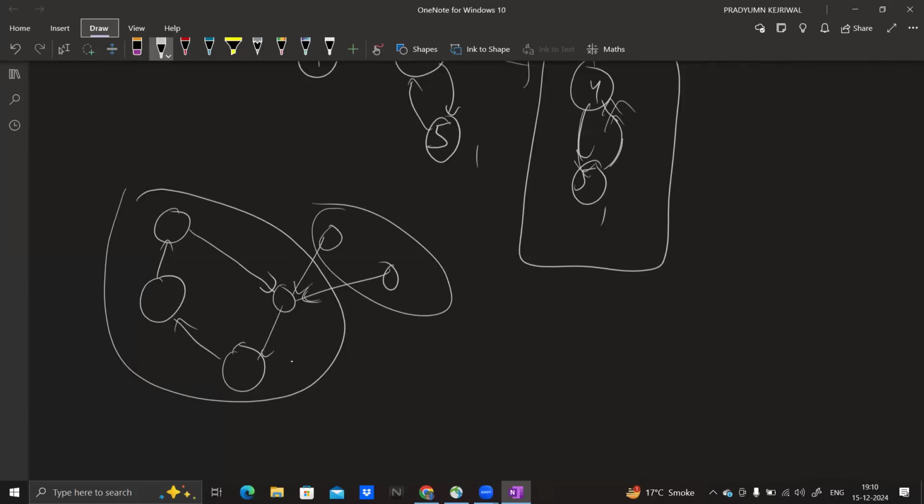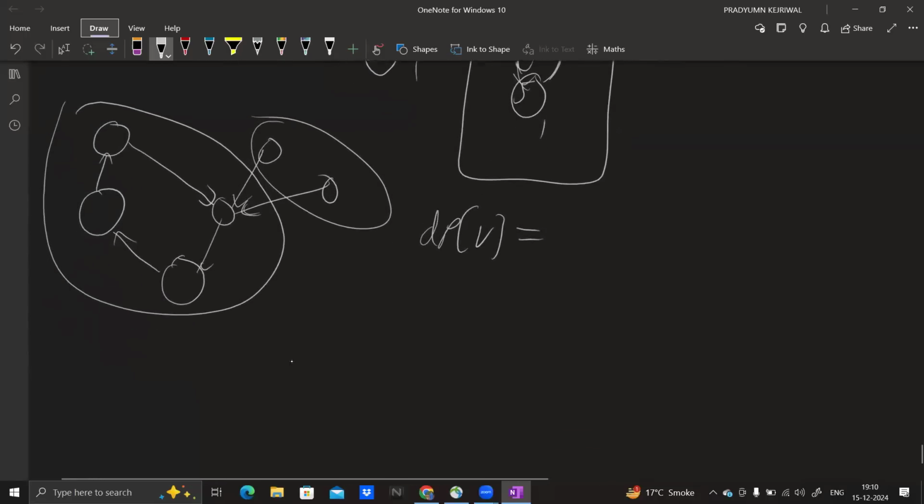So let's say that dp of v denotes the year after which they die. Or let's say the dp of v denotes the number of years v was alive.